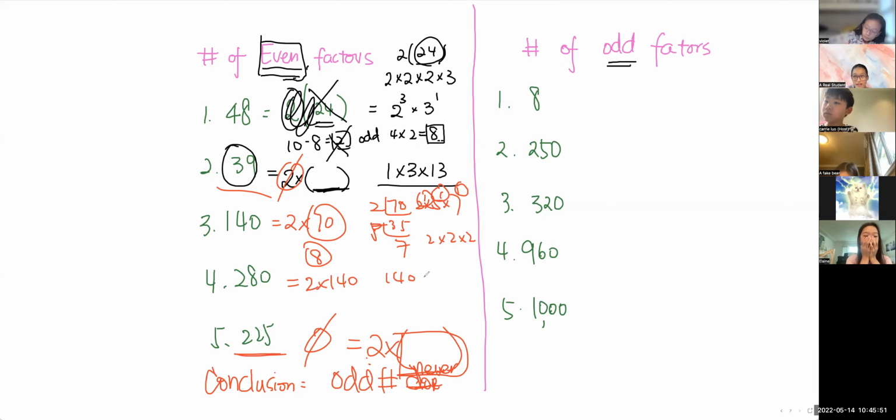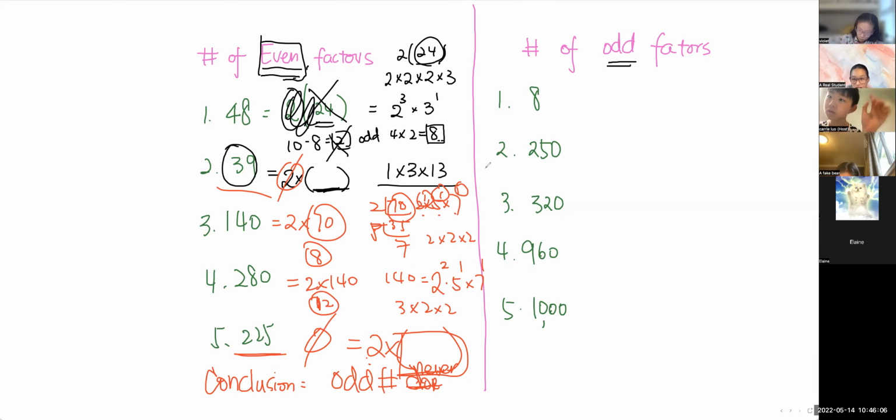So 280 equals 2 times 140. For 140, I know it's even easier because we have 70 here. 70 equals 2 times 5 times 7, so 140 equals 2 squared times 5 times 7. So the answer is 3 times 2 times 2 equals 12. Get it? Okay, so even is pretty easy.